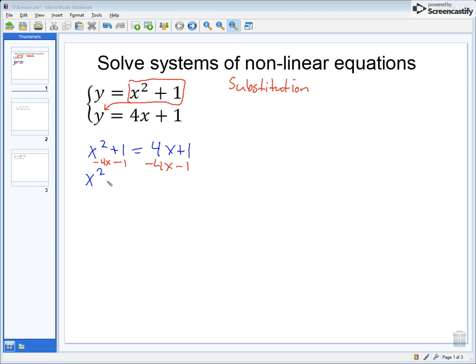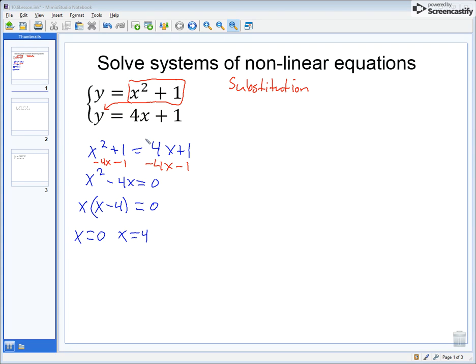That leaves me with x squared minus 4x equals 0. Now I can factor the left side. I factor out an x, and I have x minus 4. For those to equal 0, either x has to be 0 or x has to be 4. Now I've done half of the problem, and I want to find the y values when the x is 0 and when the x is 4.